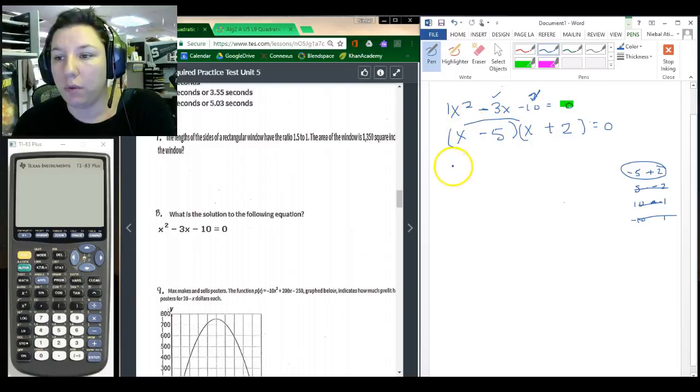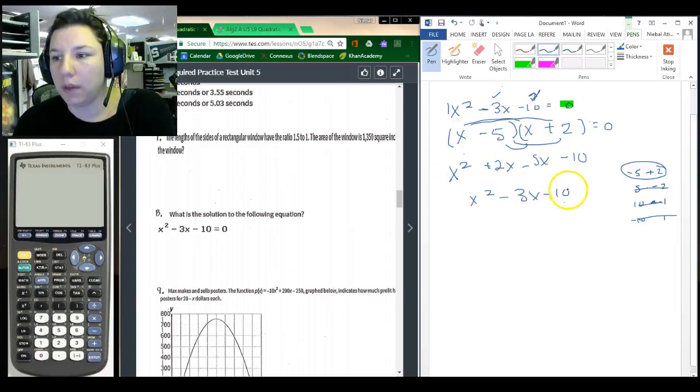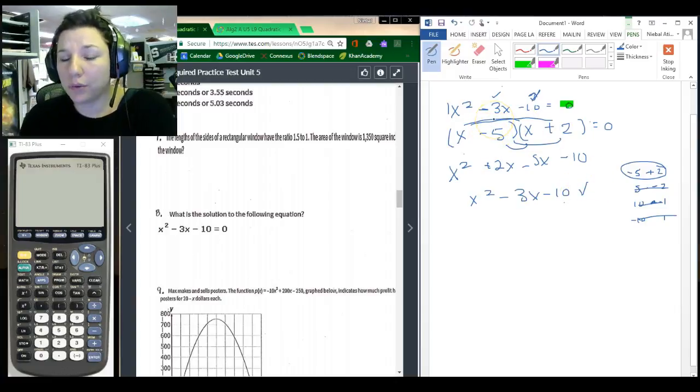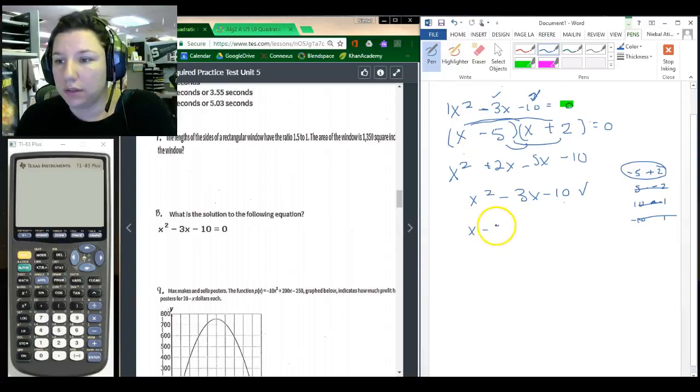We should always check our work by distributing. So you get x squared plus 2x minus 5x minus 10. Combine like terms. If you get what you started with, that means that you factored correctly. This question didn't just ask us to factor, though. It actually wants the solution. So you need to take this one step further.